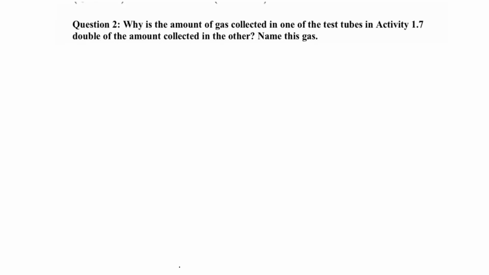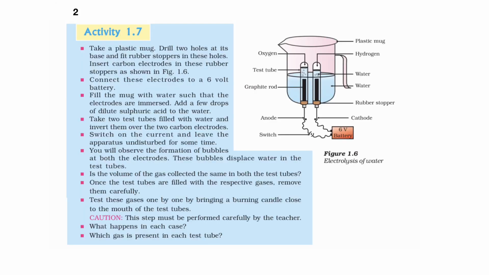Next question regarding the same activity is, why is the amount of gas collected in one of the test tubes in activity 1.7 double the amount collected in the other? Name this gas. Okay, it is very clear. If you check the experiment, see here lesser gas and here more gas, which means the volume of the hydrogen produced is double that of the oxygen, right? What is the reason?